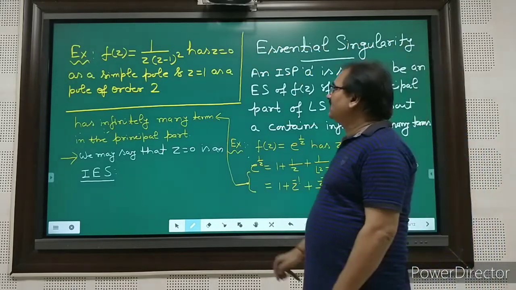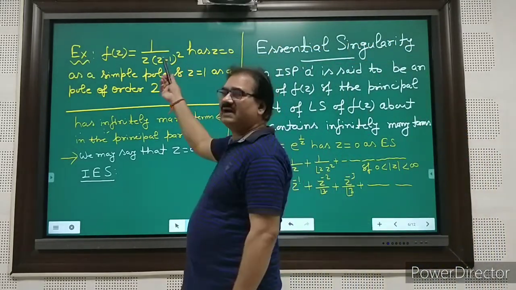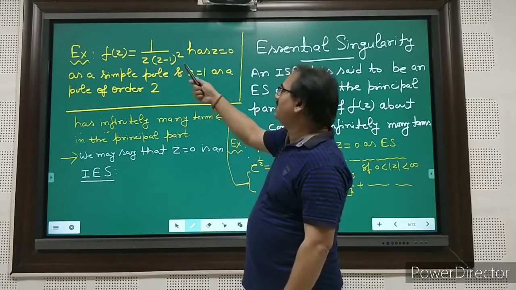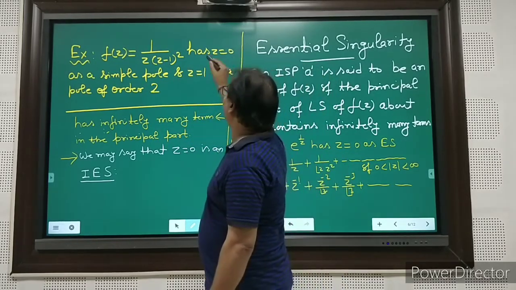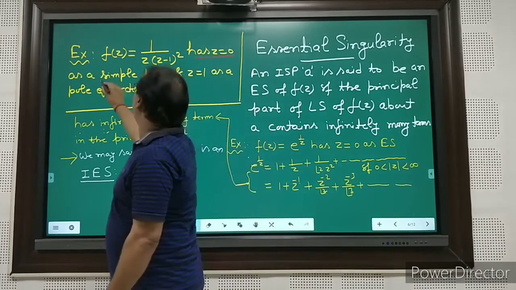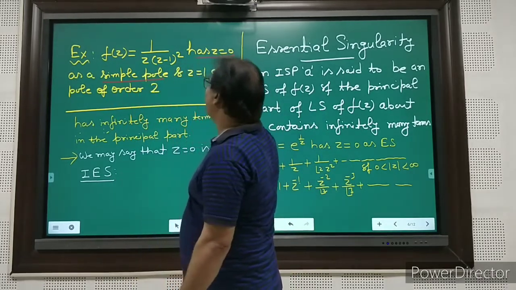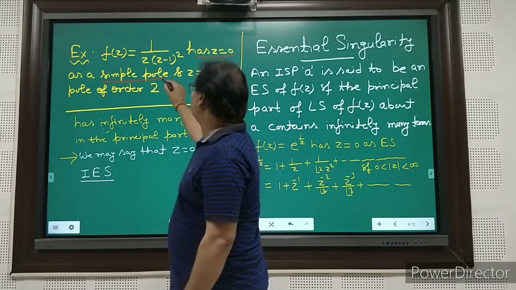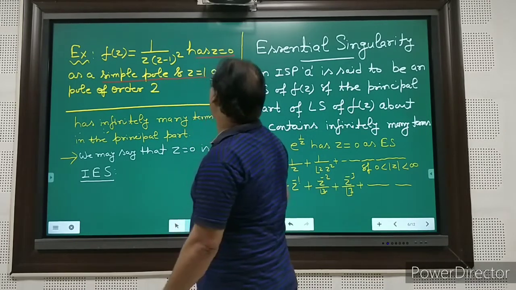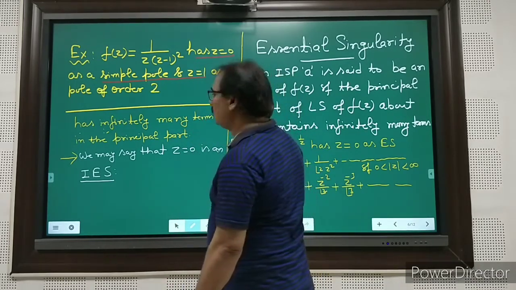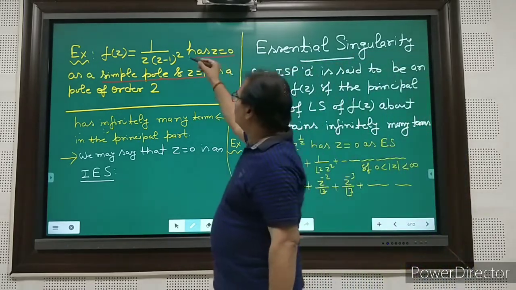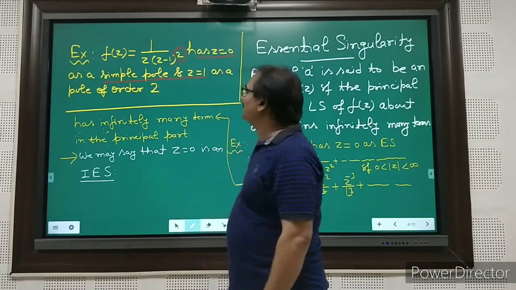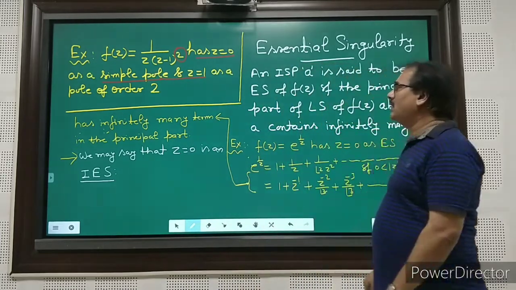Now just to look, in this example it is very clear: f(z) = 1 / (z - 1)^2 has z = 0 as a simple pole and z = 1 as a pole of order 2. Okay, so this is already given here. This is the 2, so this is the pole of order 2.